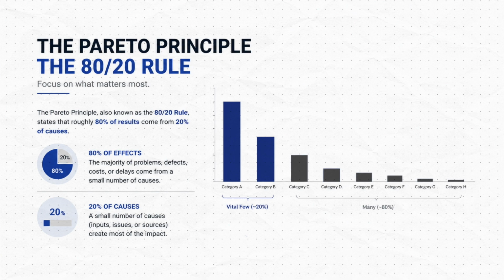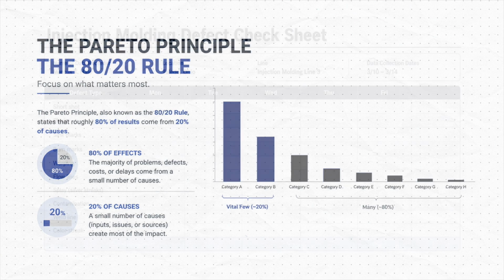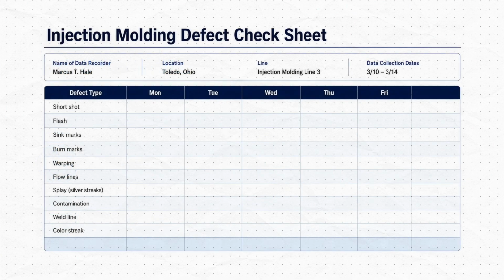Let's walk through exactly how to build a Pareto chart. Step 1. Collect your data. You need a frequency count for each category you want to analyze. These categories could be defect types, failure modes, customer complaint categories, downtime causes, or any other classification where you want to understand which issues contribute the most.